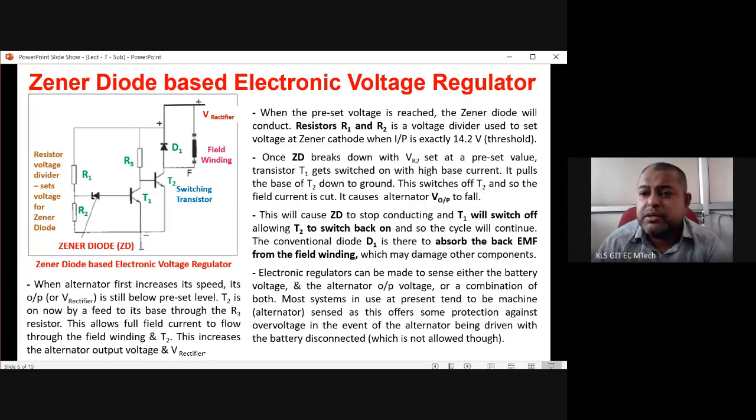So the very important questions of this topic: one important question is the full bridge rectifier circuit, and the second big question is the explanation of this circuit. So you start preparing for these 2 questions.